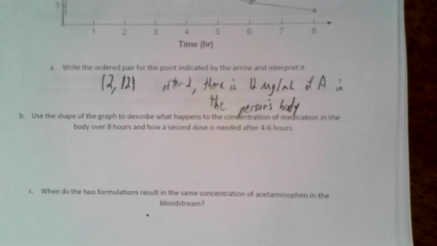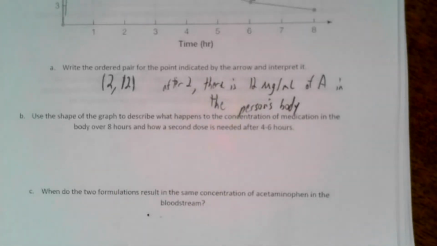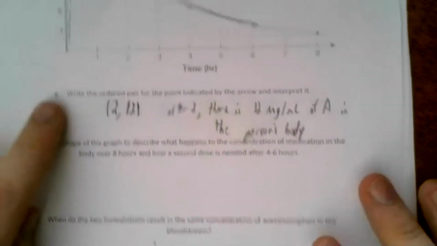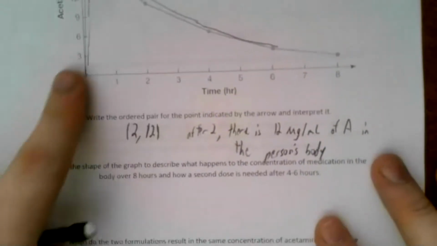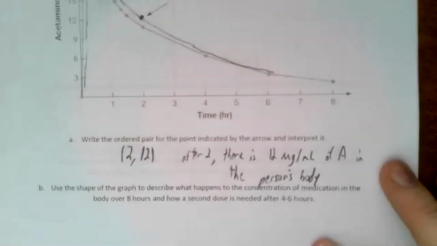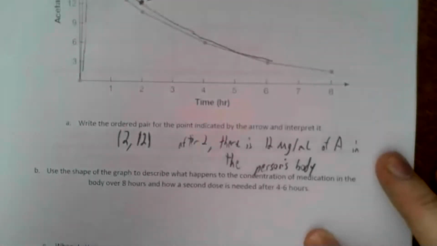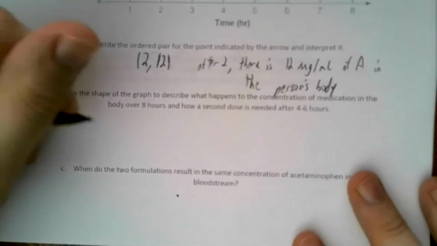So question B says, use the shape of the graph to describe what happens to the concentration of medicine in the body over 8 hours and how or why a second dose is needed after 6 to 8 hours. Okay. So we look at both the graphs. We can kind of see them spike, and then they kind of slowly come down, right? So that's what happens over 8 hours, right? So it spikes up to a maximum, and then it just kind of slowly falls off. So that's the first part of my question, right?